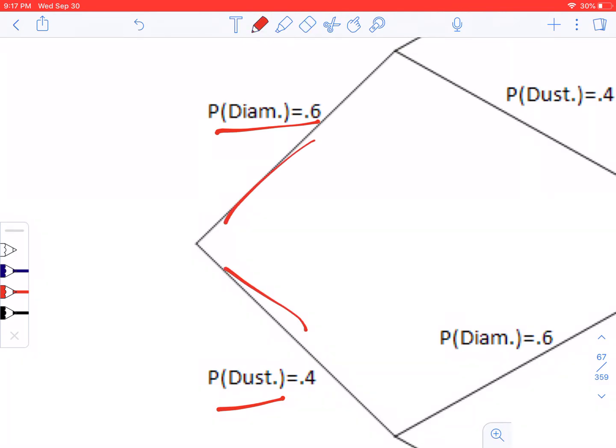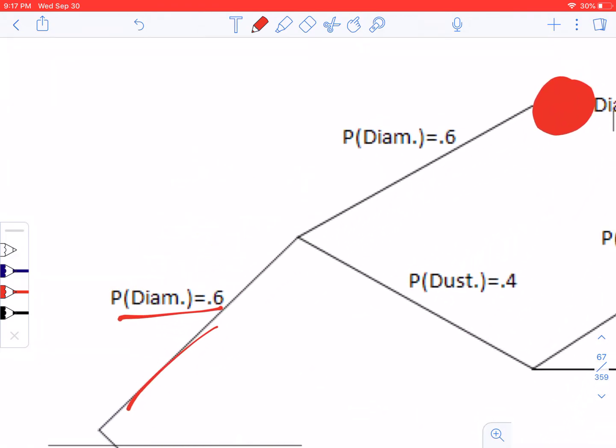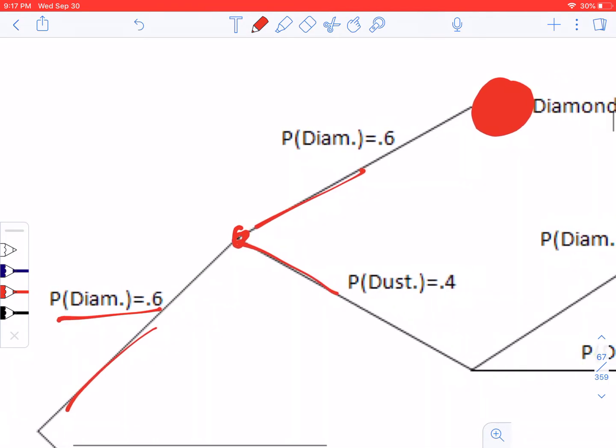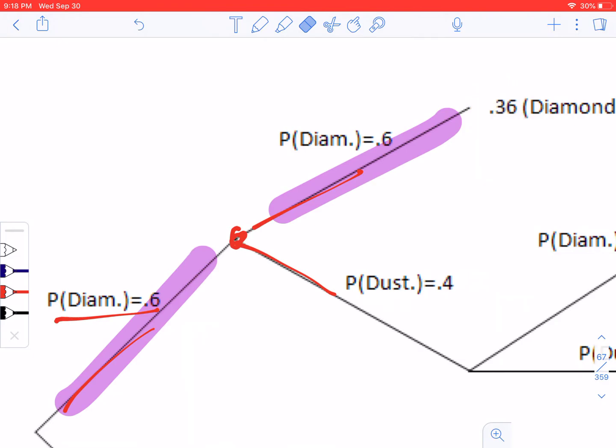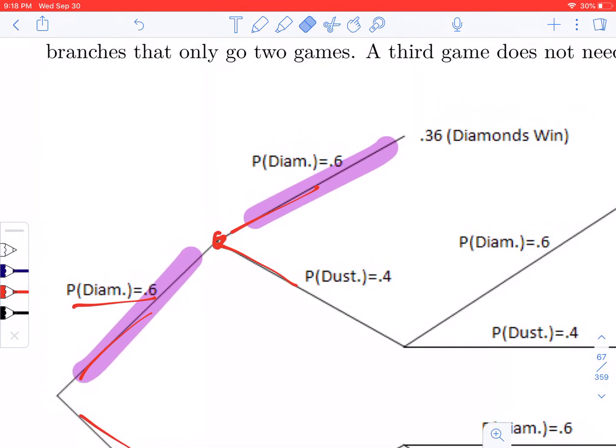Let's follow the Diamond path. Diamonds win the first game. They have another match. Again, the Diamonds have a 60% chance of winning. So Diamonds won the first match, they won the second match. 0.6 times 0.6 is 0.36. So we can stop there because the Diamonds have won the tournament. They've won 2 in a row, swept the series, and that's going to happen 36% of the time.